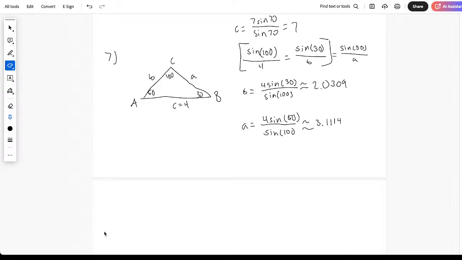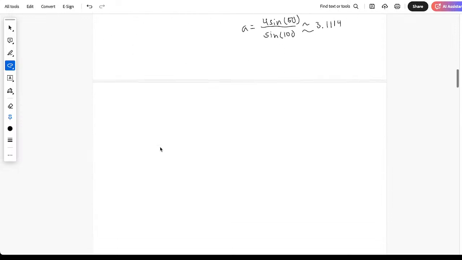And we got all green, so it's correct. That means we go on to number 8. So 8. I'm just going to check. I don't think anybody's going to be watching.